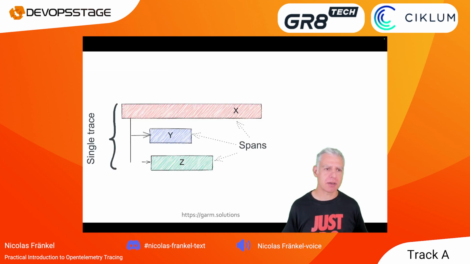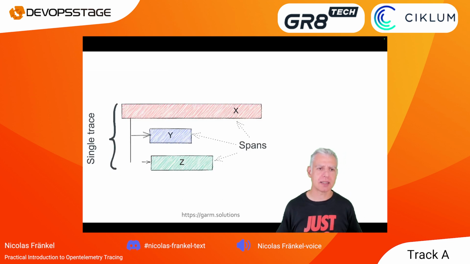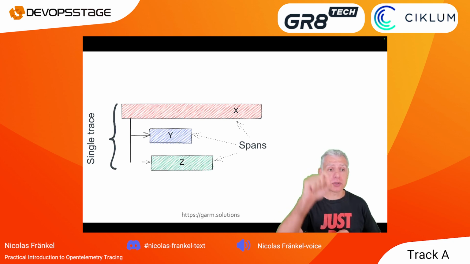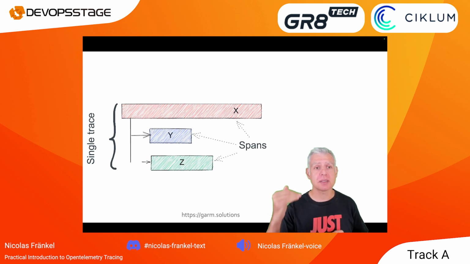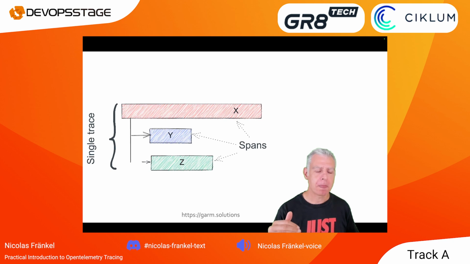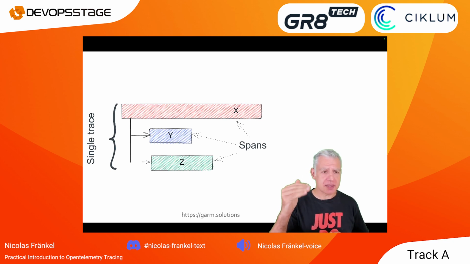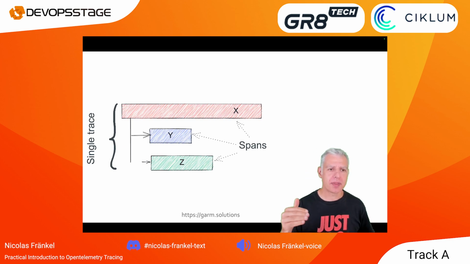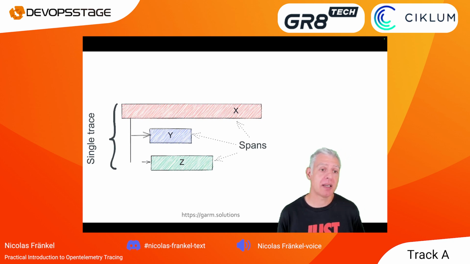So here from a graphical point of view, you can see that I have a single trace, and the trace runs across three components, X, Y, and Z. And you see the spans. X is the first span, it has no parents. And then Y and Z, they have X as a parent, and they have no children.